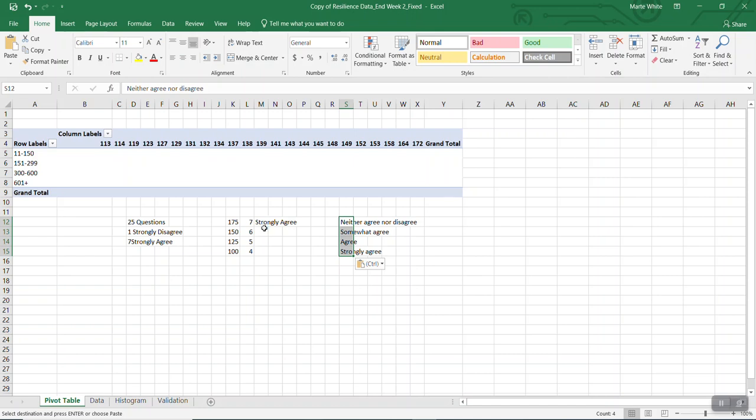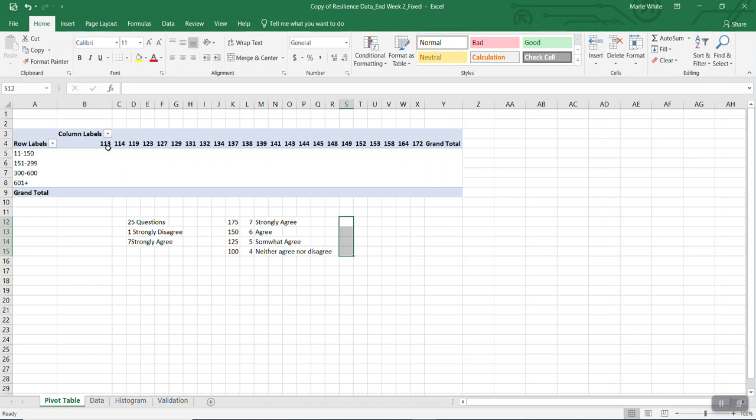So strongly agree, somewhat, and neither disagree, agree, nor disagree. That gives us an idea of what numbers we're looking at. So 100, if anybody scored 100, they neither disagree nor agree.